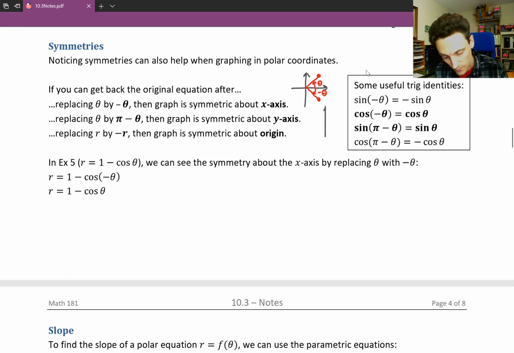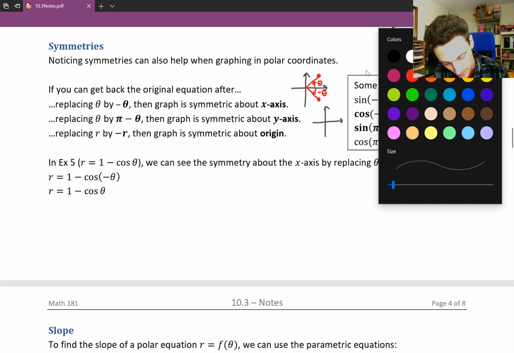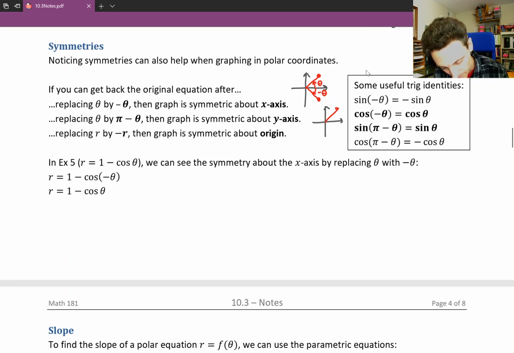If you can replace theta with pi minus theta, then you're going to have symmetry about the y-axis. So if you plug in an r, theta and it's a point on the graph, and you're able to replace that theta with a pi minus theta and still get a point, pi minus theta would be the one that's just across the y-axis. Right, if this is theta here, then pi minus theta would give you, by symmetry, another point that's just opposite the y-axis. So then you're going to have this symmetry about the y-axis.